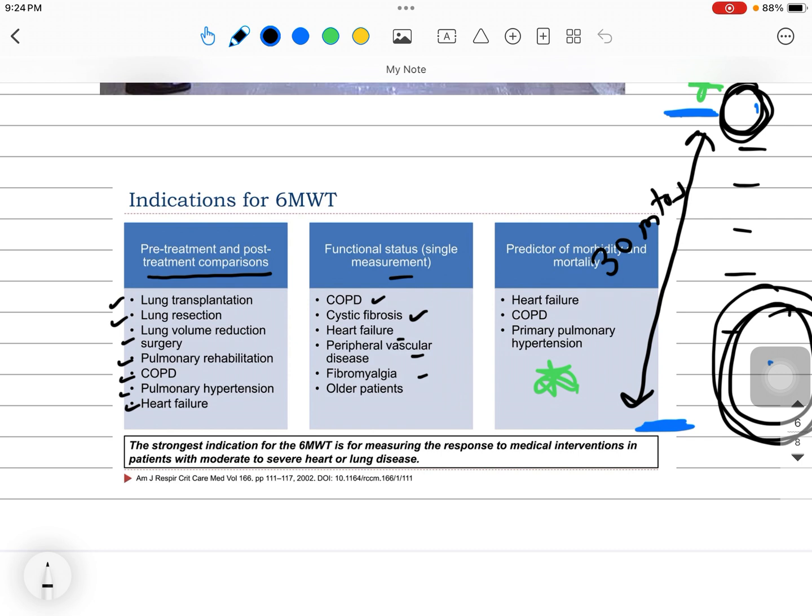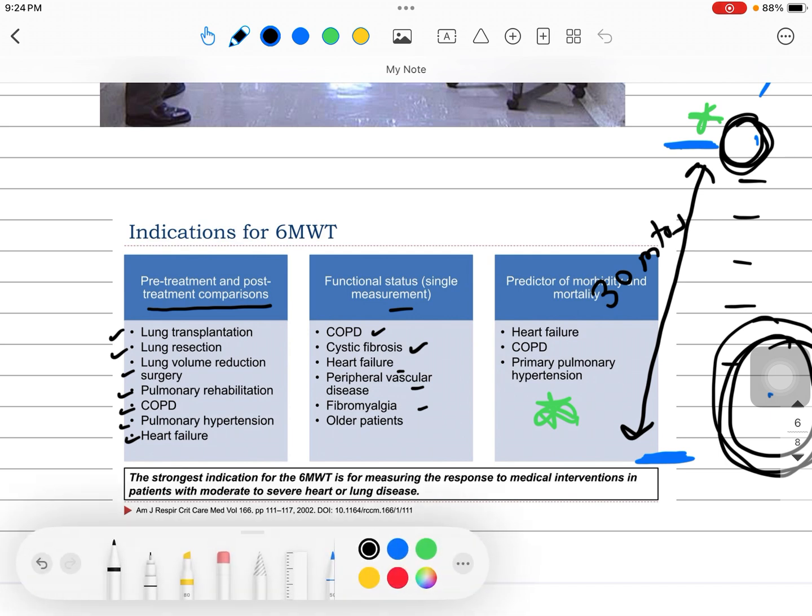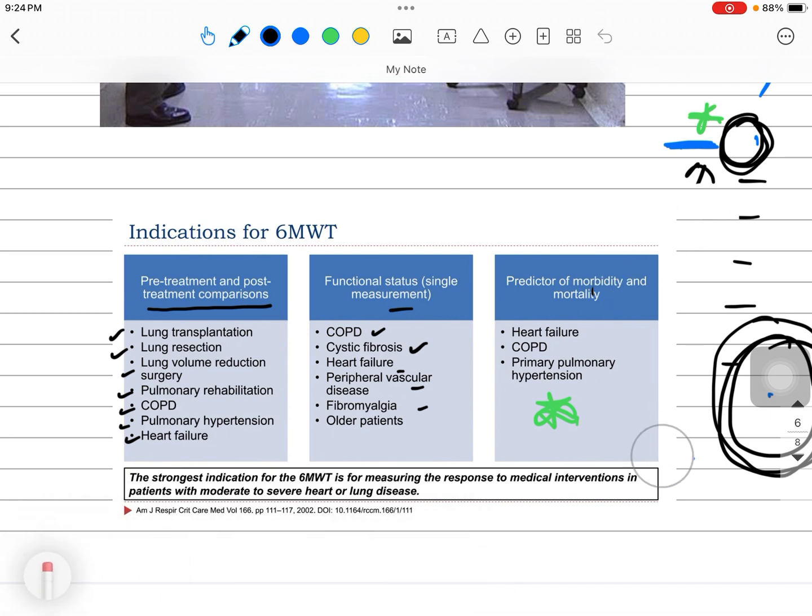And what about the predictor of morbidity and mortality? Sorry, actually this came over here. So predictor of morbidity and mortality: heart failure, COPD. So basically the heart and lung diseases are covered with this test.